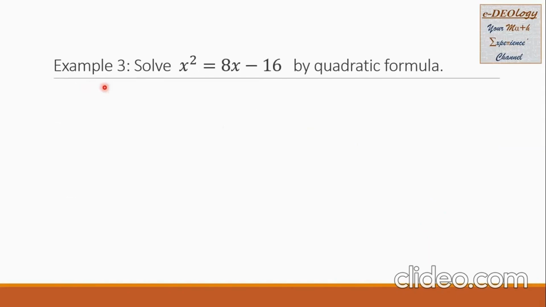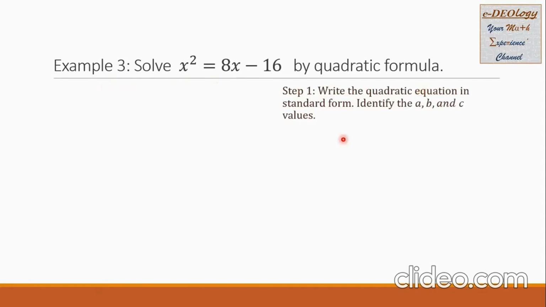Now let us consider example 3. Solve x squared equals 8x minus 16 by quadratic formula. Step 1. Let us write the quadratic equation in standard form. It means the 8x minus 16 we will transpose on the left side. If we do that, we should change the sign. Look at the 8x. It becomes negative 8x here, and the negative 16 on the right becomes positive 16, and it is now equal to 0.